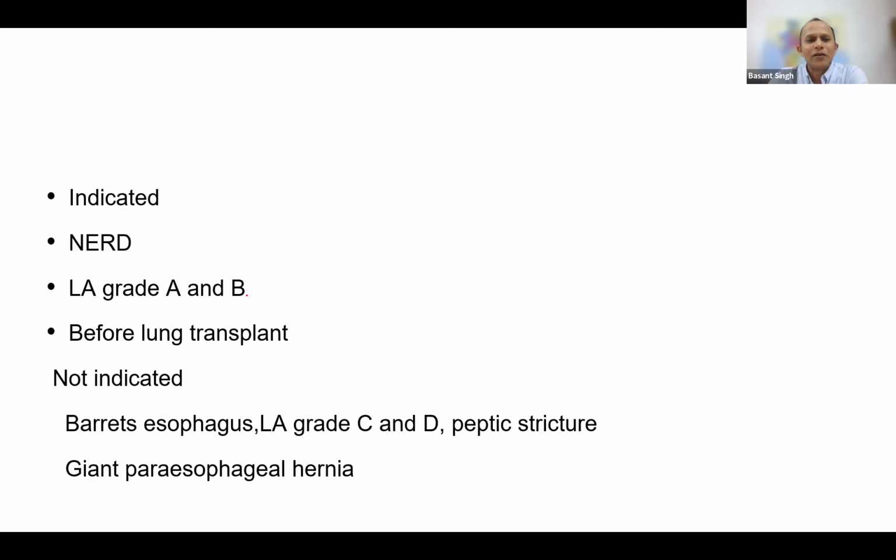Indicated is non-erosive esophagitis, LA grade A, B, and before lung transplantation. Not indicated obviously when you have obvious evidence of reflux. So if you have Barrett's, LA grade C, D esophagitis, peptic stricture, or giant hernia, in these there's no need to do a 24-hour pH study.